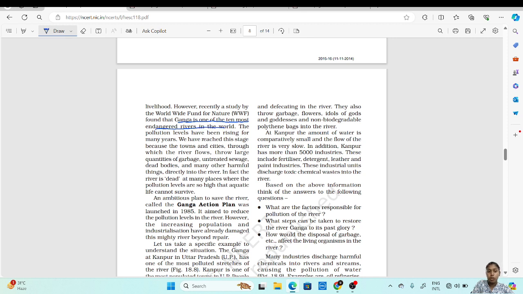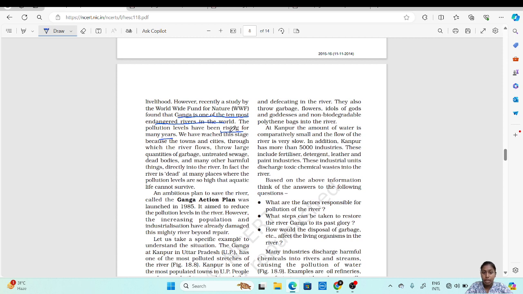This is due to pollution levels that have been rising for many years. As you know, the river Ganga is always polluted by people who throw garbage. We have reached this stage because the towns and cities through which the river flows throw large quantities of garbage and untreated sewage, and even dead bodies are found. People consider that when you throw a dead body into the water, the body has reached eternity, that they are blessed. But that is not advisable as it pollutes the water, because the people who stay near the river are all dependent on that water.